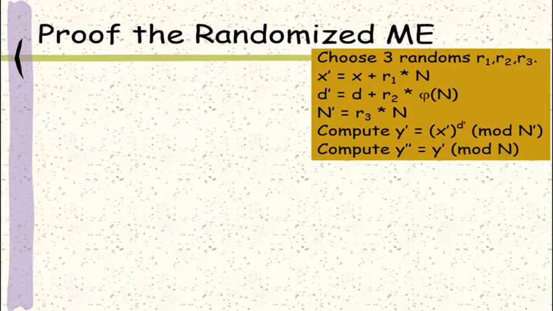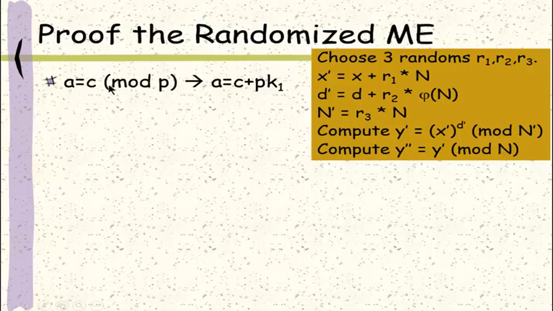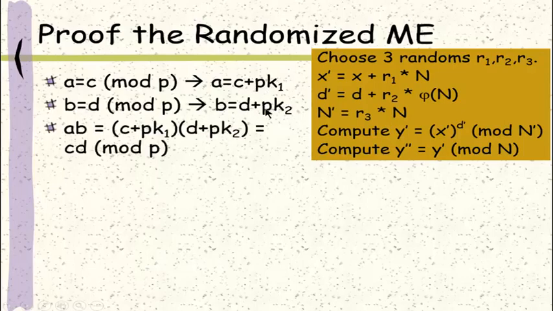Let's now give a formal proof of the randomized modular exponentiation to show its correctness. So let's see, we have two numbers, a, which is equal to c mod p. So we can write a as c plus p times the integer k1. And similarly, if b is equal to d mod p, we can write b as d plus p times k2. So the product of a and b can be written as c plus p times k1, times d plus p times k2. And if we break the parentheses, and when we do the mod operation of mod p, all these terms disappear except cd, which means if a and c are equivalent mod p, and b and d are equivalent mod p, then their product a times b will be the same as c times d mod p.